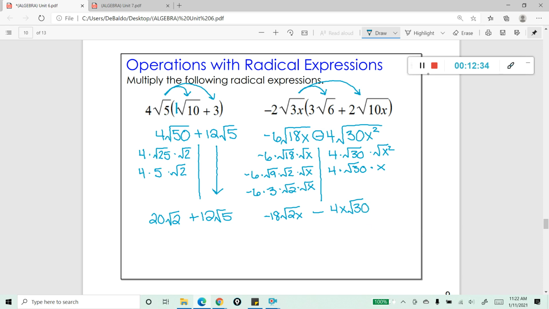And there we have it. You can see that our final answer is here at the bottom because we can't combine root 2x and we can't combine that with root 30. So we're done. That's your answer. So you can see it's just a little bit more complex with those variables, but you're still using the same procedure.